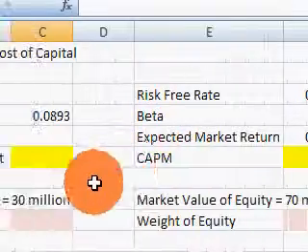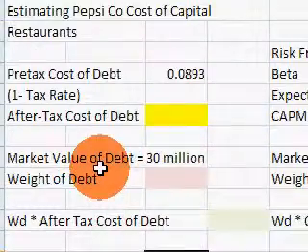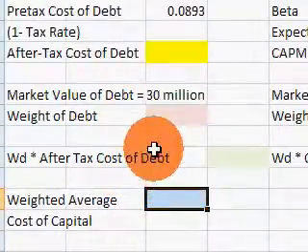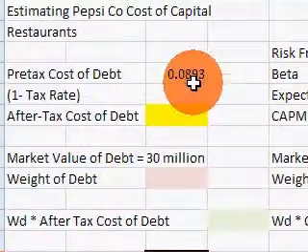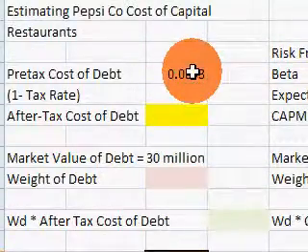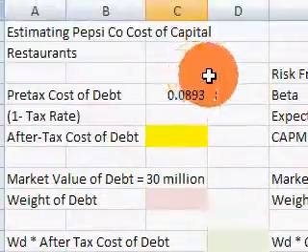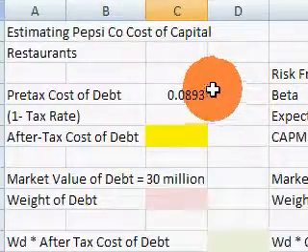And what we need to do with weighted average cost of capital is take the weight of the equity and the weight of the debt and add those two together and find out what is the appropriate opportunity cost for our investors. I'm going to walk through the example on page 348, estimating PepsiCo's cost of capital for the restaurants.